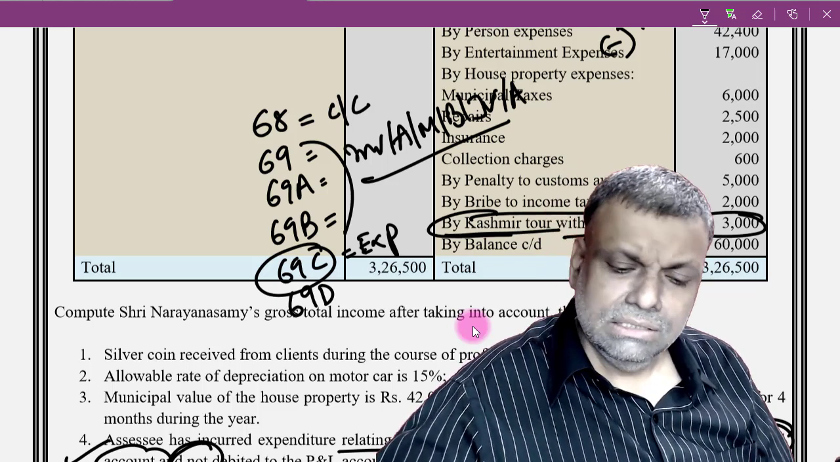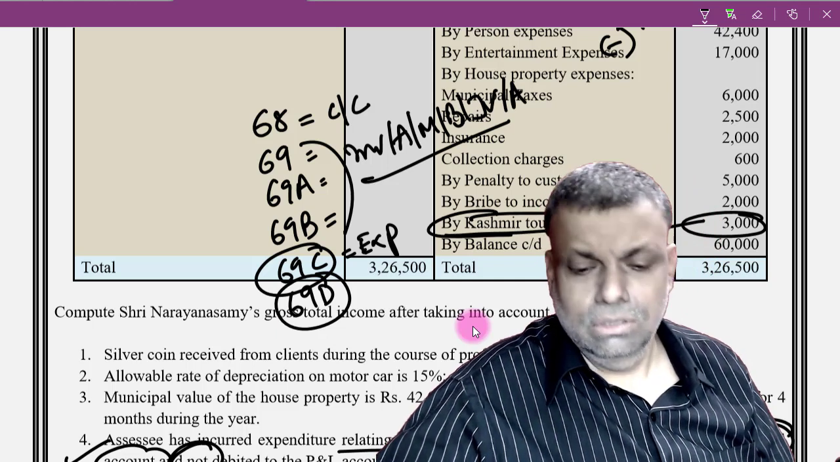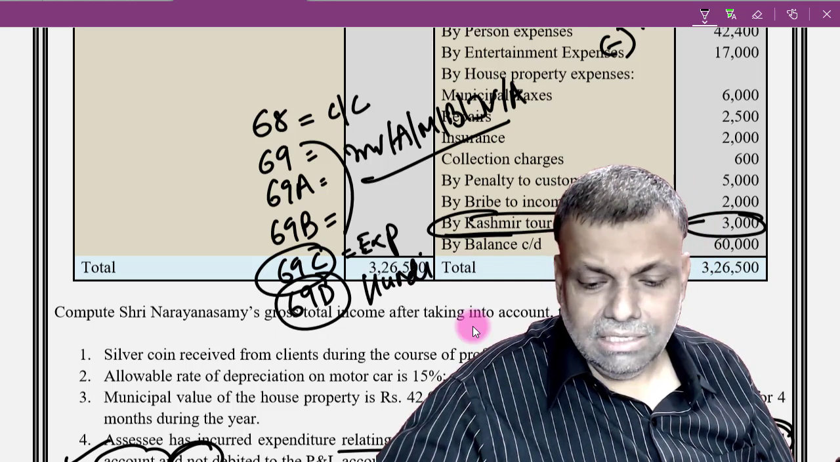Very simple as that. 69D is basically your hundi transactions. It is basically a cash loan.